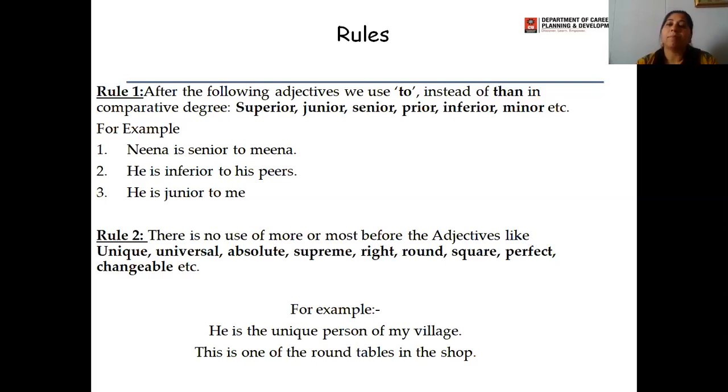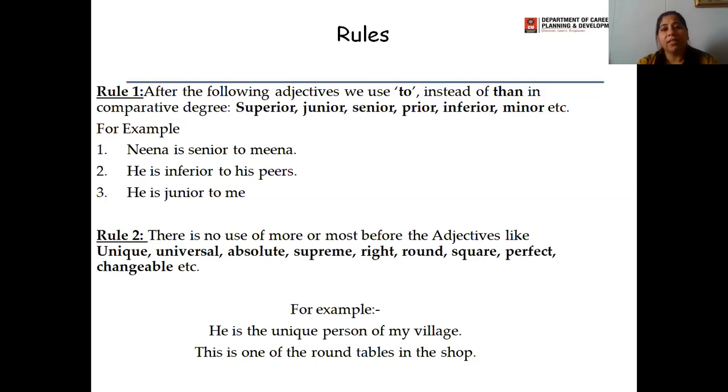The next rule is about superlative degrees. There is no use of "more" and "most" before adjectives like unique, universal, absolute, supreme, right, round, square, perfect, changeable. These are a few words; there are many more. Why can we not use this? Because if we take the example of the word unique, unique in itself is completely different from others. We cannot compare it. So we need not write "more" or "most" along with the word unique.